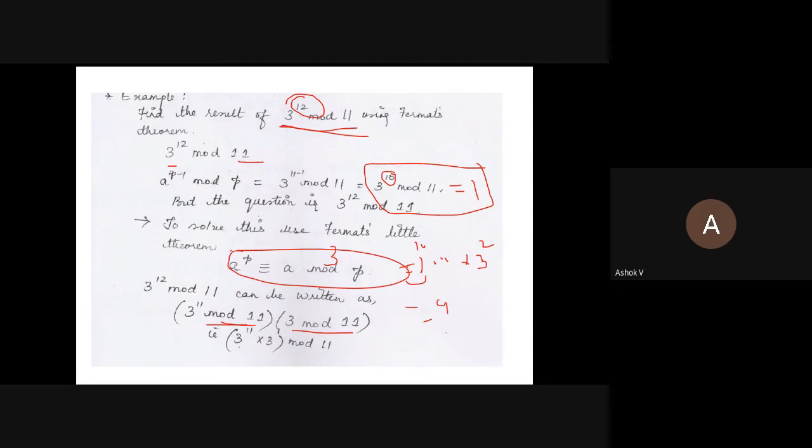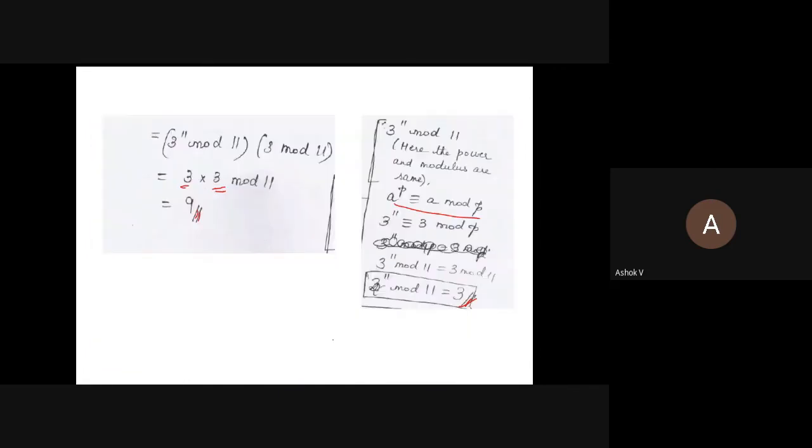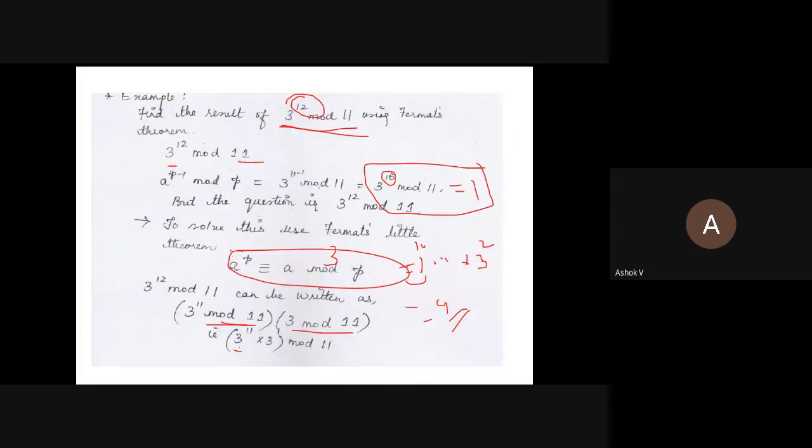If you take the first version, we have the exponent only for 3 power 10, so you have to add 3 square mod 11 again. So 10 plus 2 will be 12, and you will get the result as 9. Or if you choose the second version, 3 power 11 mod 11 into 3 mod 11, 3 power 11 mod 11 yields 3, and 3 mod 11 is 3, so multiplying gives 9 mod 11, which is 9. So with both versions you will always get the same result: 3 power 12 mod 11 will be 9. This is for different exponents. Are you clear with this?